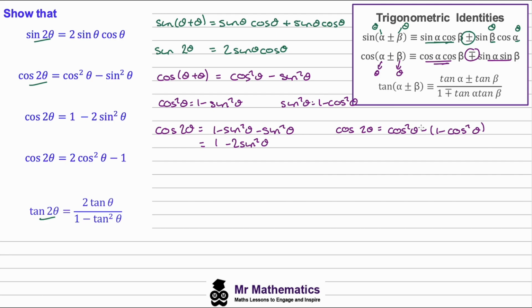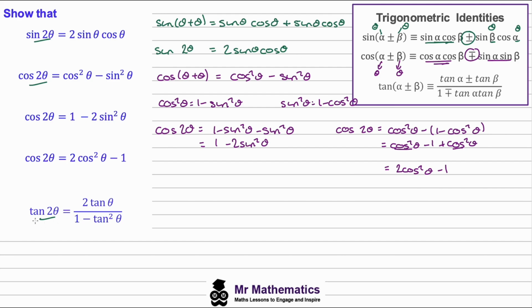Now we can expand out this bracket with a negative. So we get minus 1 and then plus cos squared. We can collect these two together. So we'll have 2 cos squared theta minus 1. Okay?